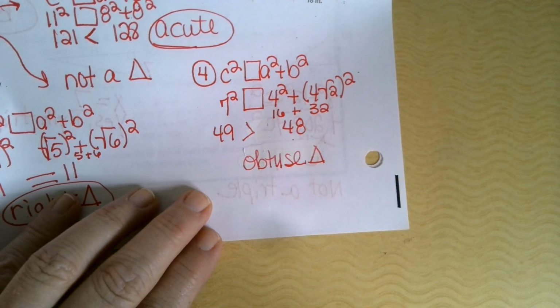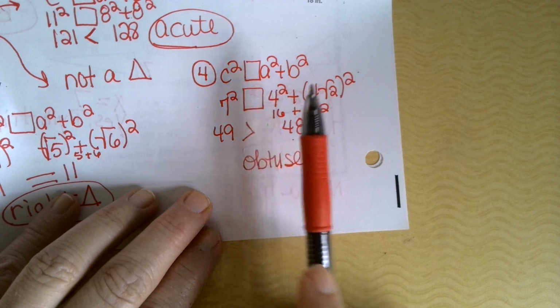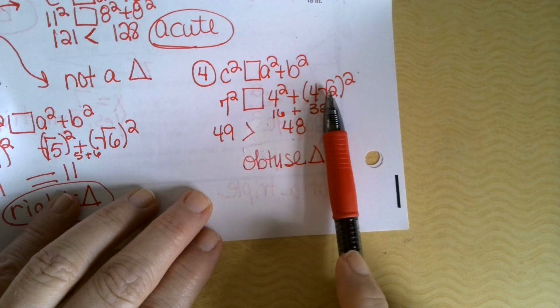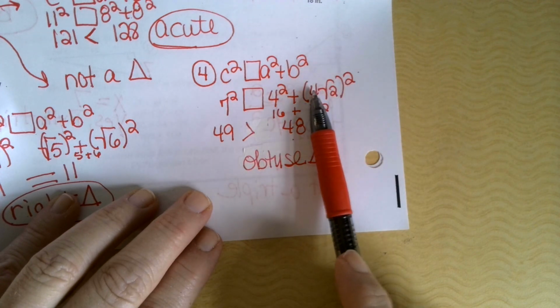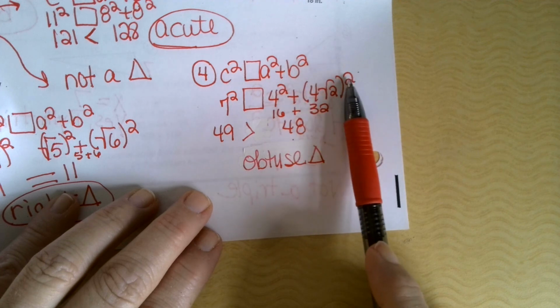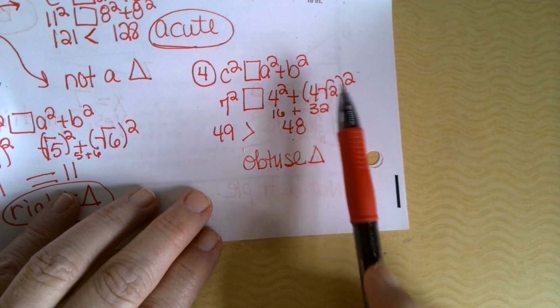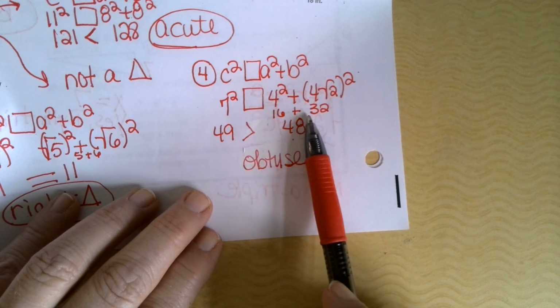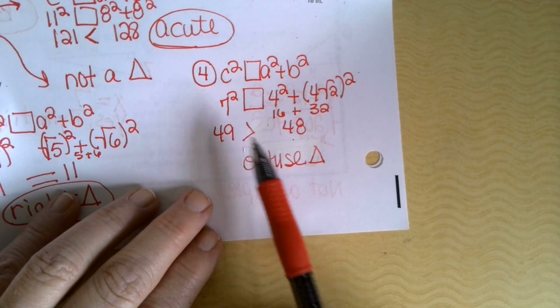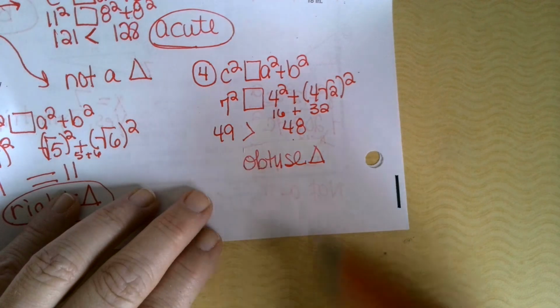Okay, so we get obtuse. All right, remember, this is why we learned this the previous day. When you square this, this is 4 squared, which is 16, and then the square and the square root cancel each other out, so it's 16 times 2. 32 plus 16 is 48. 49 is greater than 48, so it is obtuse.